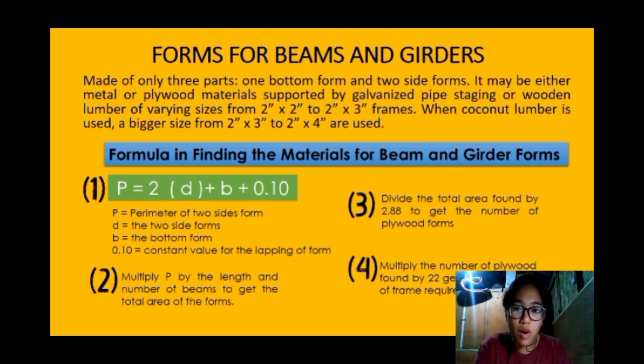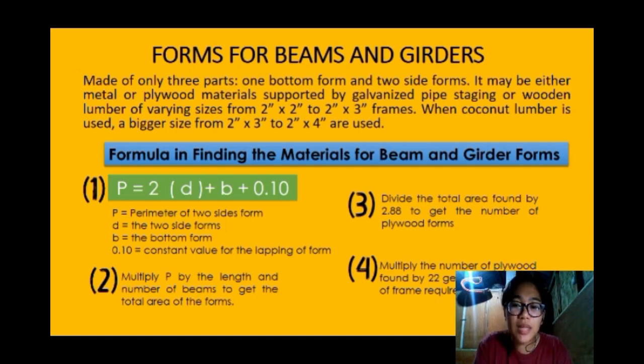So, we will also follow 4 steps. First is to get the perimeter of the 2 side forms, which is equal to 2 times the measurement of the side forms, plus the bottom form, plus the 0.10 constant value for the lapping of forms.